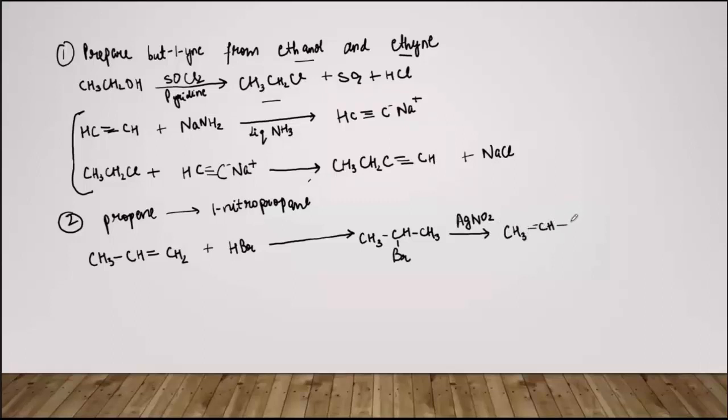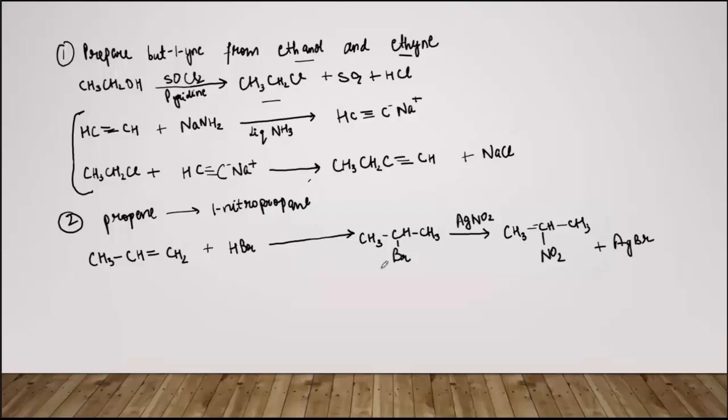So we are using the same thing here, CH3, and in place of Br we will get NO2. ठीक है, and in turn we will get AgBr. Now see the product. What we required was 1-nitropropane, but what product have we got? We have got 2-nitropropane. ठीक है, we have got 2-nitropropane.